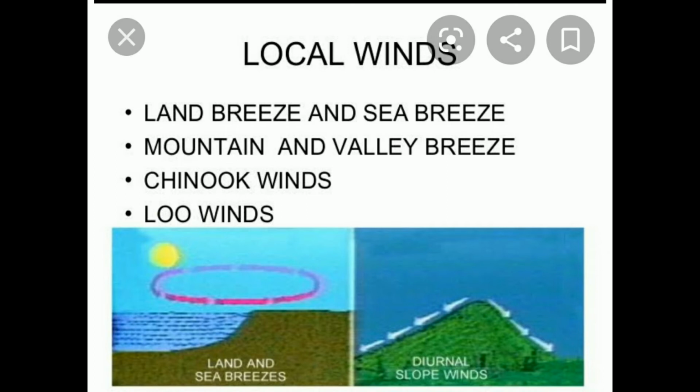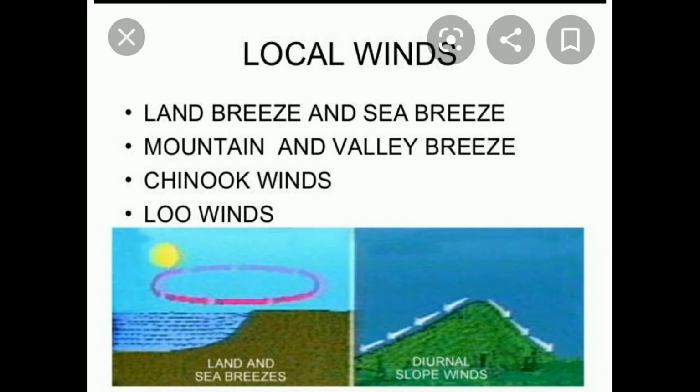So these are because of land breeze and sea breeze, mountain and valley breeze, Chinook winds, Loo winds. All these are called local winds. Because of these local winds, the temperature variation also will be there in the local area. So understand, children? Three types of winds we have discussed. What are the three types of winds? Planetary winds, seasonal winds and local winds.